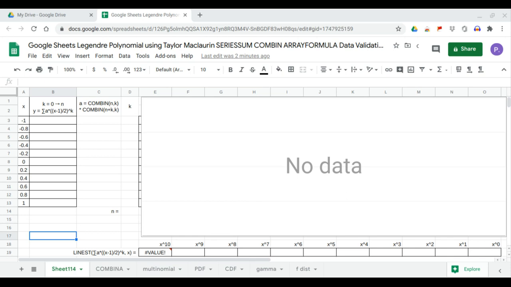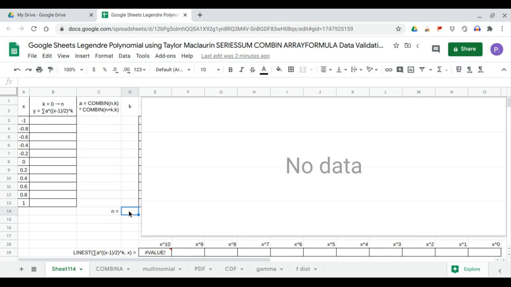In this video, we will generate the Legendre polynomial using Taylor-Maclaurin series sum, combine, array formula, data validation, and LINEST polynomial regression. Legendre polynomial y equals the summation of a times x minus 1 over 2 to the power k, where the value of k is from 0 to n.